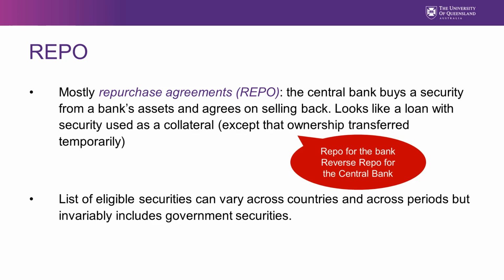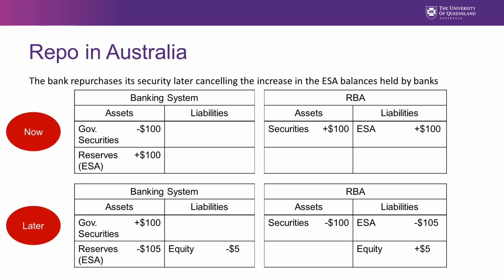So a repo is like a loan, except that the collateral, which is the security, is actually moving inside the balance sheet of the lender, which normally a collateral doesn't do. You know that. There is a list of eligible securities for doing that. So what you can exchange with the ESF can change from country to country, but what they all have in common is government security. Every country will have their own government security as part of what you can exchange for ESF. So that's the repo.